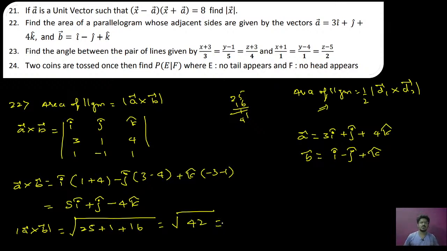Clear? So you also check once. 3i cap plus j cap minus 4k cap. You have I cap minus j cap plus k cap. This is 1 minus 4. Minus of minus is plus. 3 minus 4, correct. Minus 3 minus 1. Very good. 5, 1, and next one is minus 3 minus 1. That is minus 4, 16. So root 42 we got. If you want to factorize it, you can factorize. No problem. So here 7 into 3, not possible. You write root 42 square units.